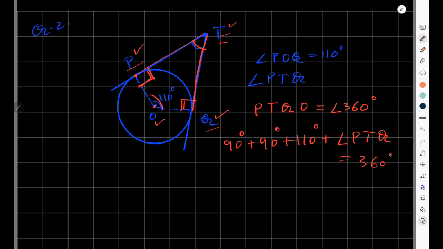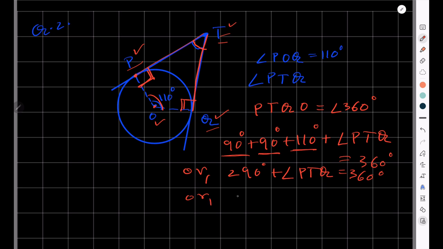Because all these four angles are from a quadrilateral. So here you can add all these things. 90 plus 110 is 200. So 200 plus 90 is 290. So we can write down 290 degrees plus PTQ will be equal to 360 degrees.